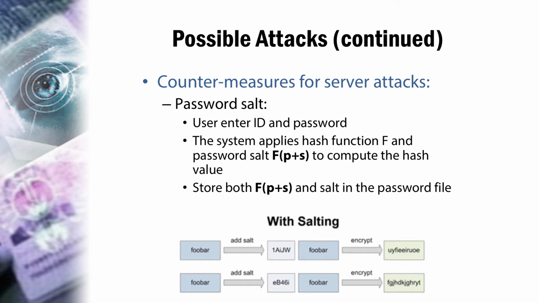Take a look at the example diagram at the bottom of the slide. You will see the password foobar. When you add a salt to this password, you will see the output given, 1AIJW. Additionally, hashing or encrypting it will yield the result in the yellow. In the following slides, we will go into further detail of how this works.